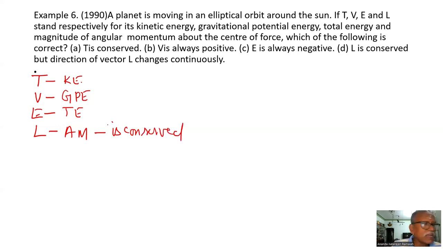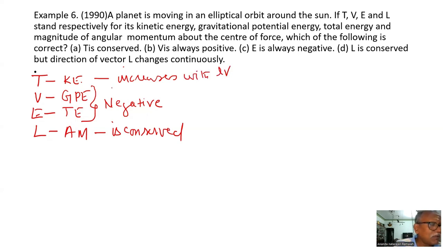Potential energy and total energy are negative. Always, for gravitational potential energy, it is negative. Total energy is also negative. Kinetic energy increases with increasing velocity. It increases because when the planet is very close to the sun, its velocity is higher. It increases with linear velocity.